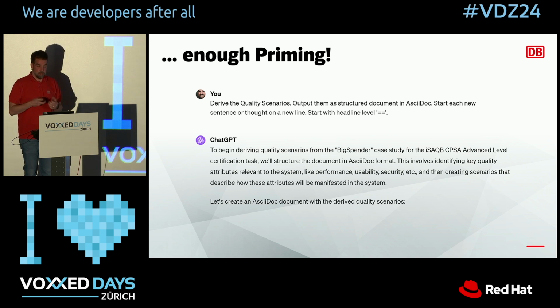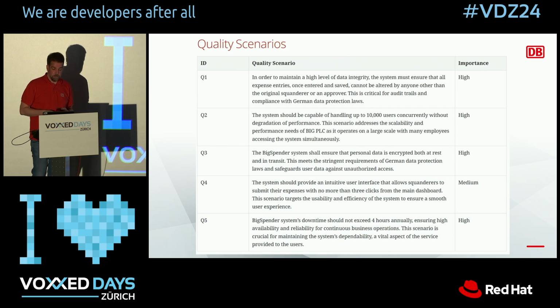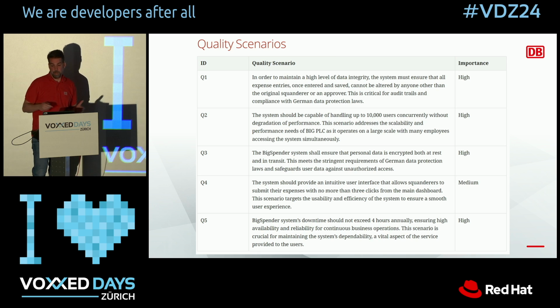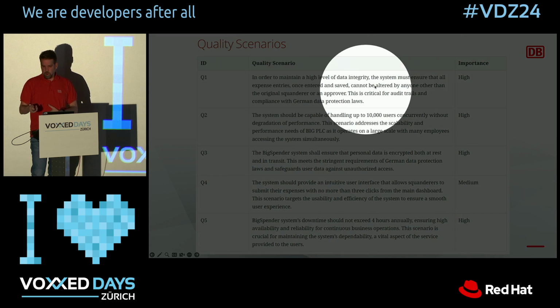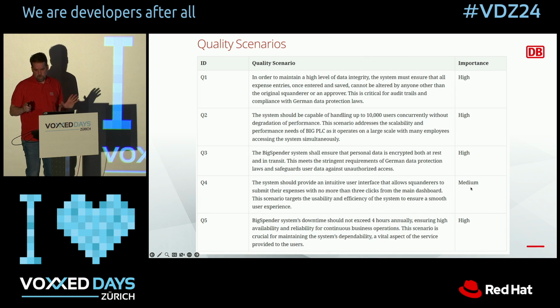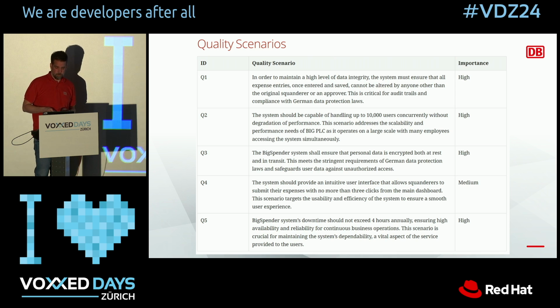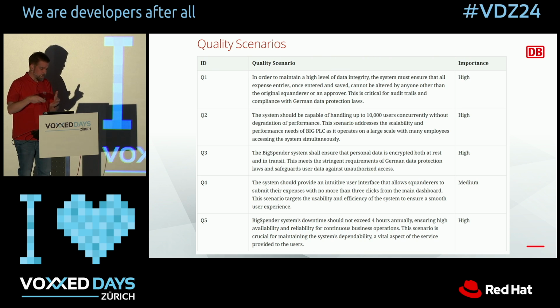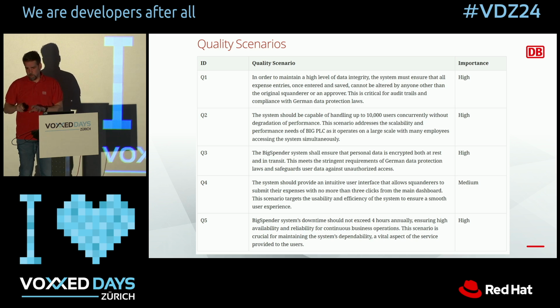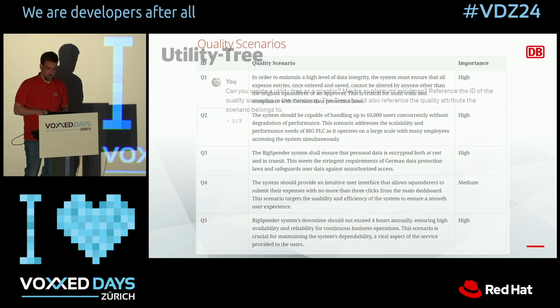So I started to repeat the task and told it to derive the quality scenarios. And hey, it created an ASCII table. That's what I wanted, and it looks quite good. Okay, the importance of everything is high, only one medium, but that's okay for a first start. What I didn't do is dig deeper into this. If you take a deep look at the results, yes, they are okayish, but no, you won't succeed with the exam with those results.